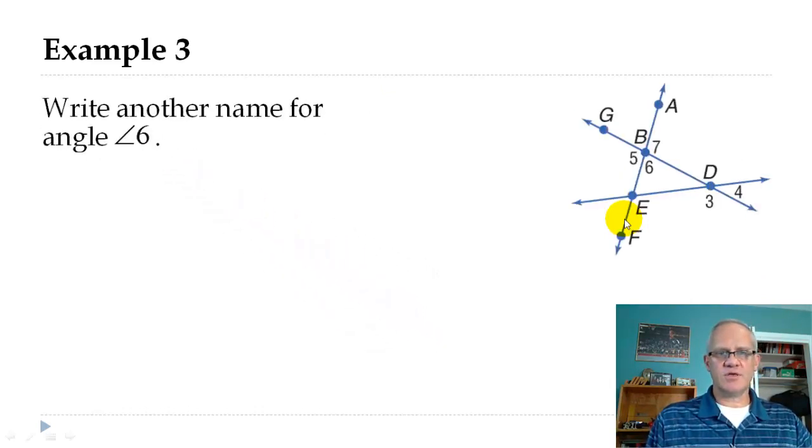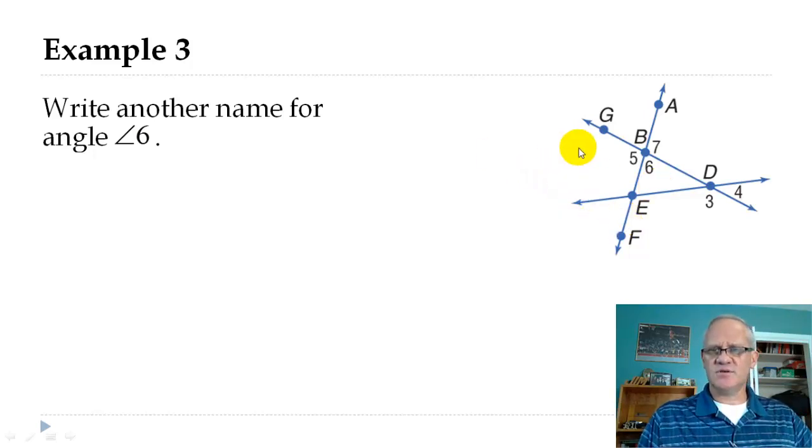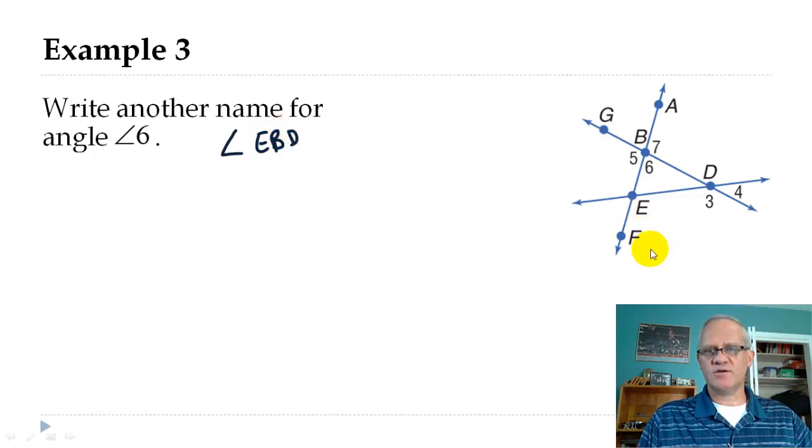Example number 3. Write another name for angle 6. Well, we actually kind of did this in that previous example, because I gave you all the angle names. But if this is angle 6 right here, what's another name for angle 6? We could call it EBD, and like I said, we did that before. I could also call it FBD, but I'm not going to, we already talked about that.